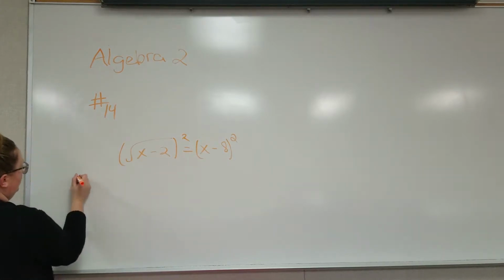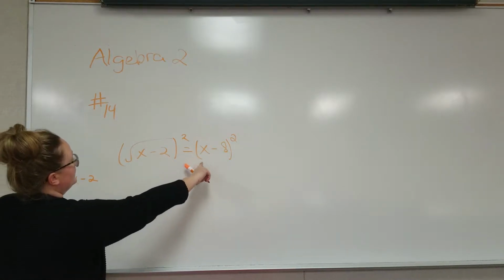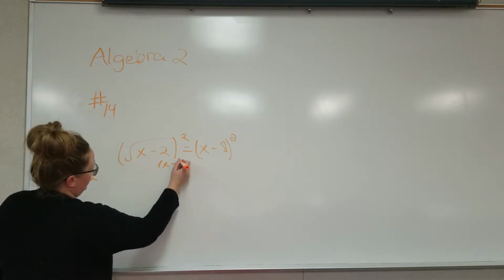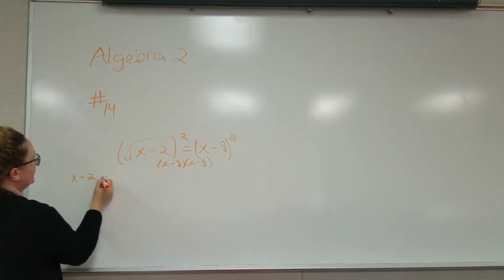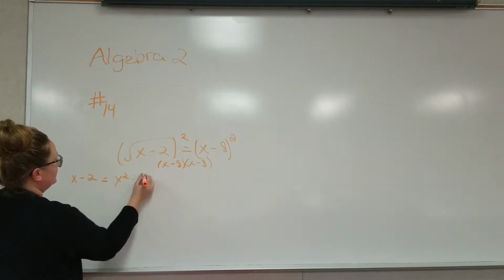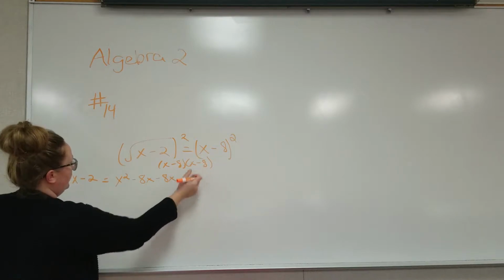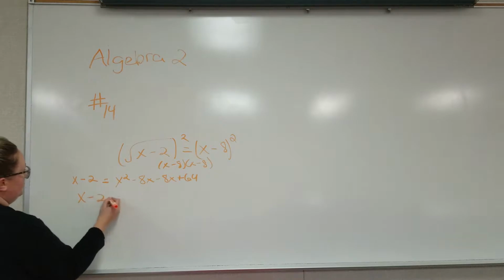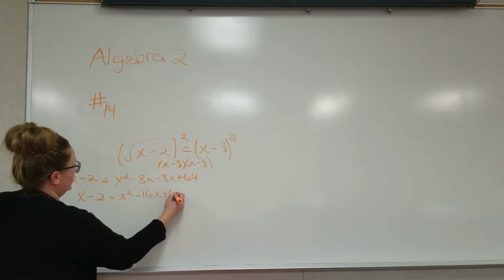When you square a square root, you get itself. So just x minus 2. But on this one, that means x minus 8 squared. That means we're going to have to go x minus 8 times x minus 8 and do the FOIL method on them. So x times x is x squared. And we're going to get a negative 8x. That's outer. Inner, we're going to get another negative 8x. And last, negative 8 times negative 8 is a positive 64. So we have x minus 2 equals x squared minus 16x plus 64.